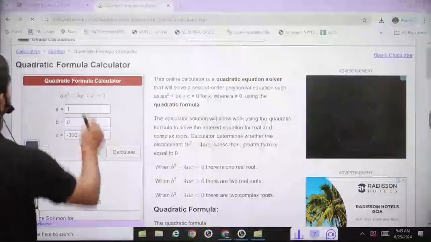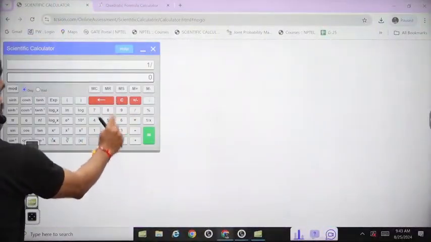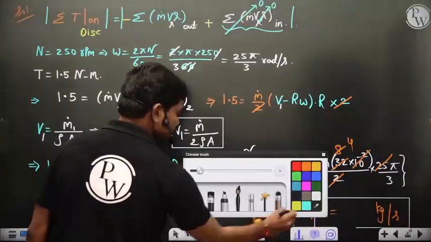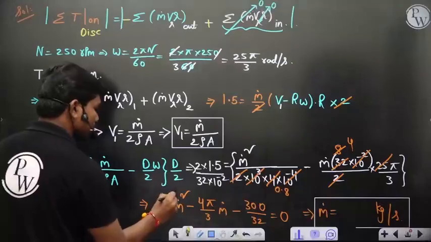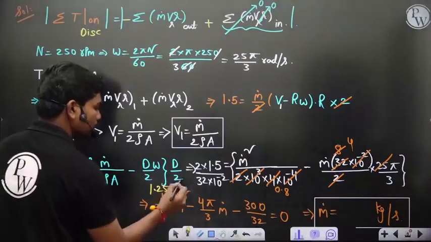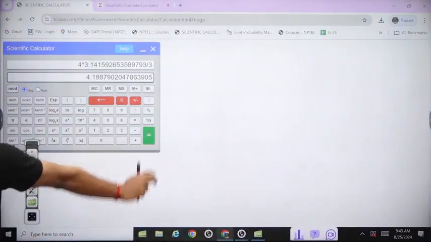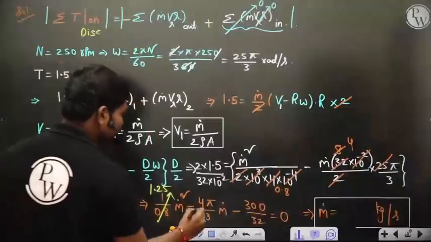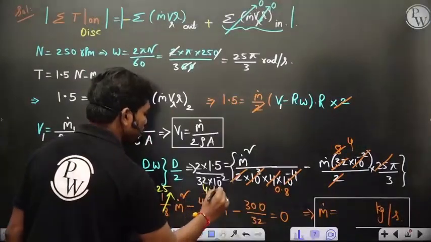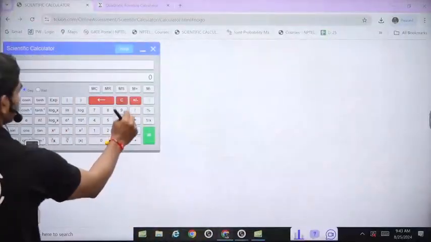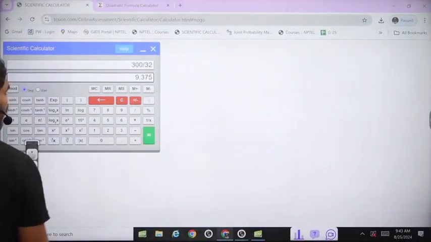Let's calculate quickly. 1 by 0.8, how much is it? 1.25. Okay, so this is 1.25 because the calculator is not taking it directly, so this is like 1.25 minus 4 pi by 3, 4 pi by 3, so minus 4.1887. So this is like 4.1887. And what about 300 by 32? Almost 9 point something, 9.375.